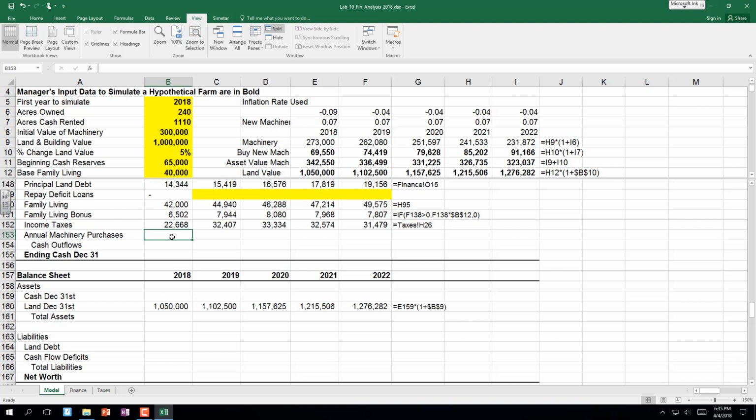Now, back in here. I'm going to go equal machinery purchases, and this is when I'm going to buy new machinery. So 153 for me is equal to E10. I'm going to drag that number across right now before I forget it.